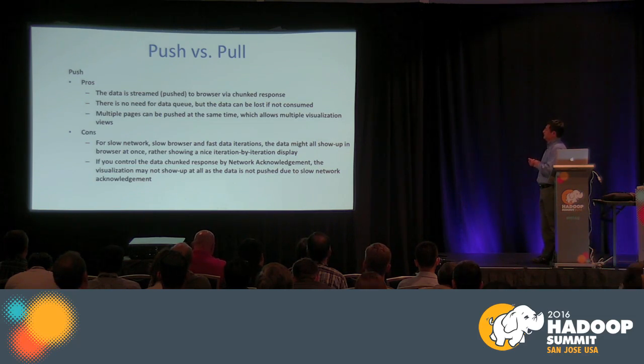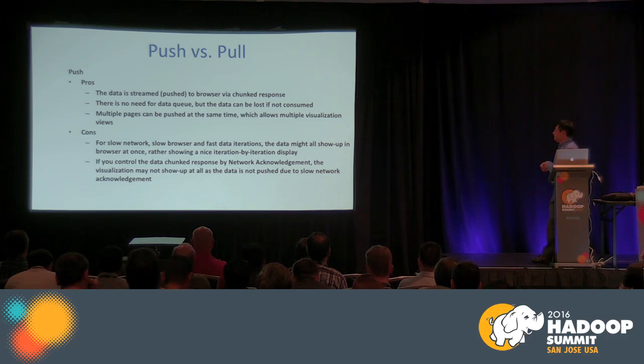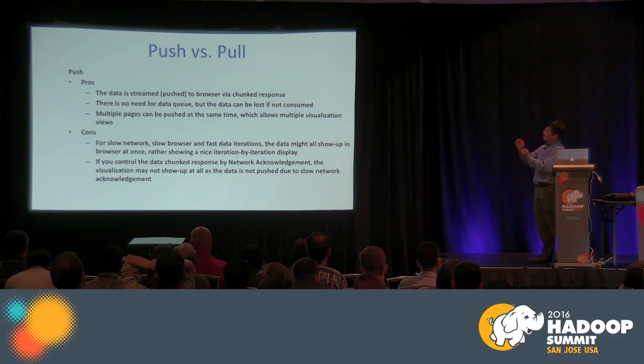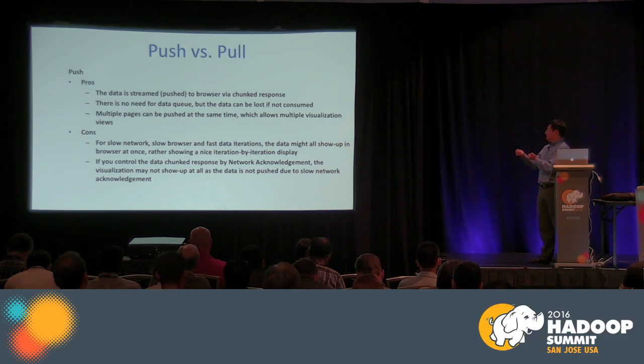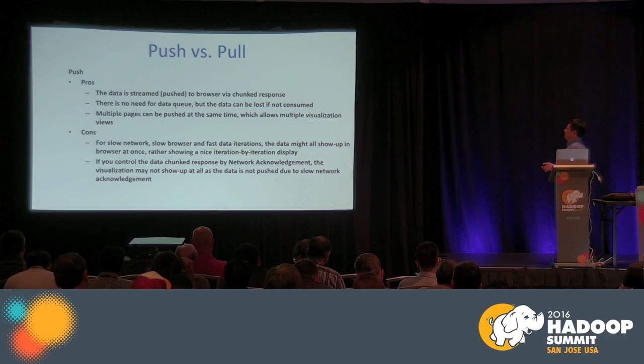For a slow network, a slow browser, and fast data iteration, the data might get lost or stalled altogether. If you enable chunk response with network acknowledgement, the acknowledgement may be slow, so your data keeps sending, and essentially nothing shows up. It depends on different types of systems. There are pros and cons with push. For a long-running Spark job, this may not be a problem, but for short, small data, sometimes these problems show up.